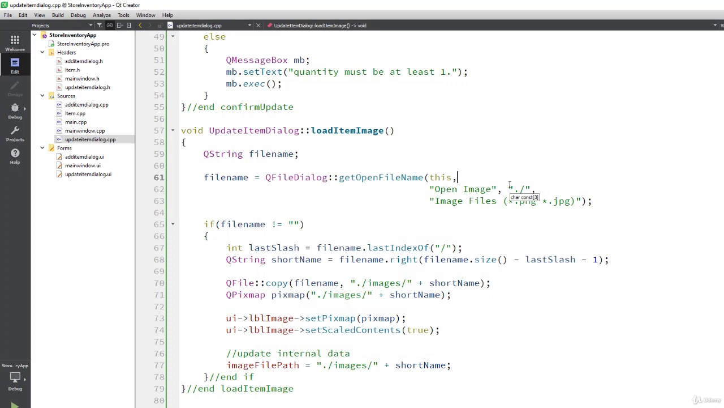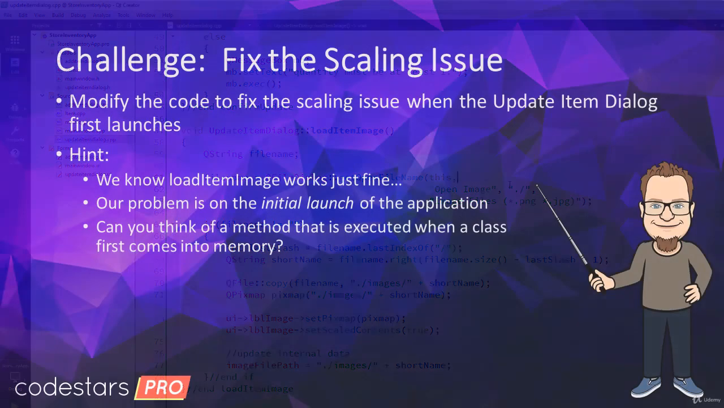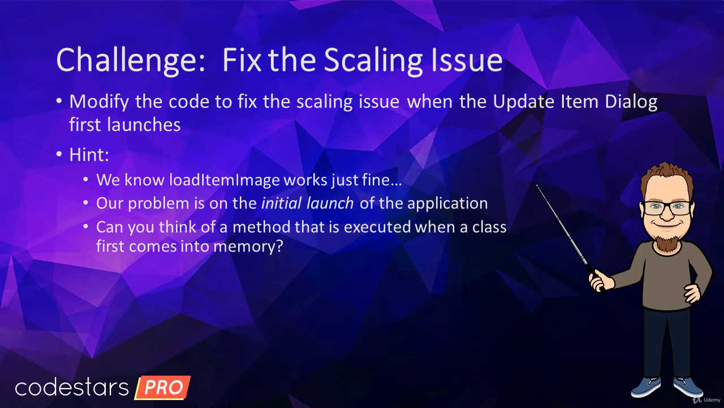So the one glaring issue, again, that we just saw as we launch the update item dialog from the main window is the image, assuming the product has an image associated with it, isn't scaled correctly. So I've got a challenge for you. How do we fix that? I want you to modify the code appropriately to fix this scaling issue when the update item dialog first launches.